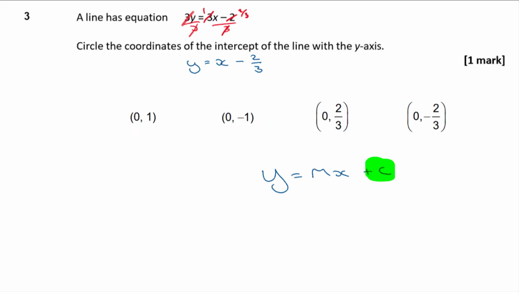Okay, so then this thing on the end here, then that is the y-intercept at minus 2/3, and it occurs when x is 0, doesn't it? Because it's the y-axis, which is x is equal to 0. So then the coordinate is going to be 0, negative 2/3, which is that one on the end.